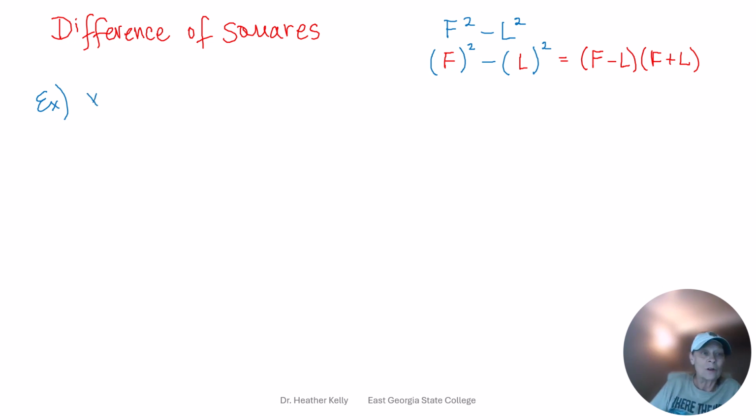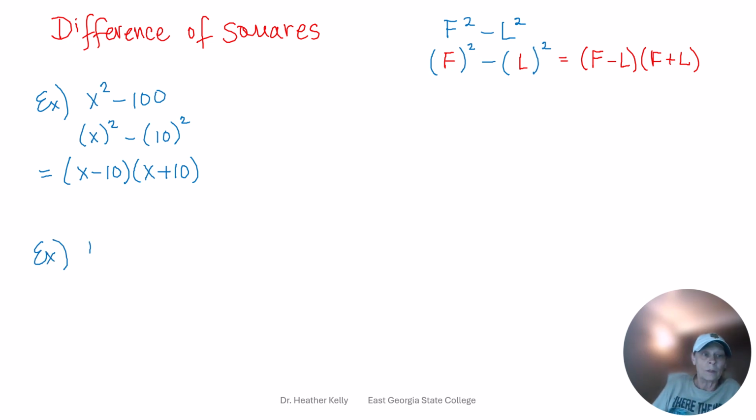Okay, so let's start off with something simple like x squared minus 100. If we were to rewrite it as x quantity squared minus 10 quantity squared, when we use the formula here, we can see that we have x minus 10, x plus 10. Those are our factors.